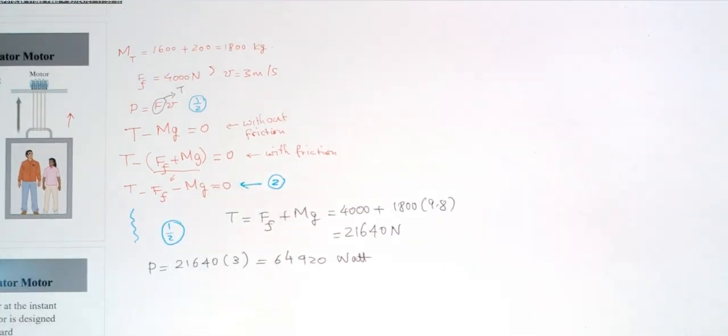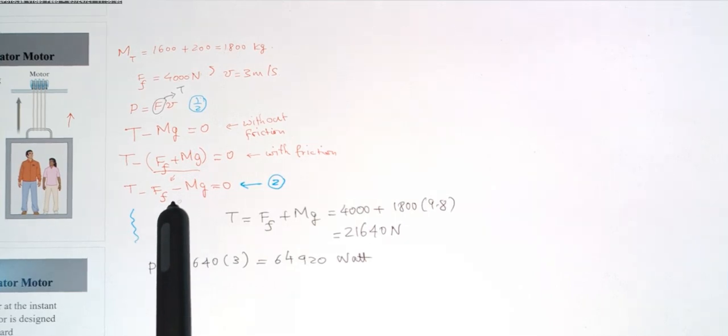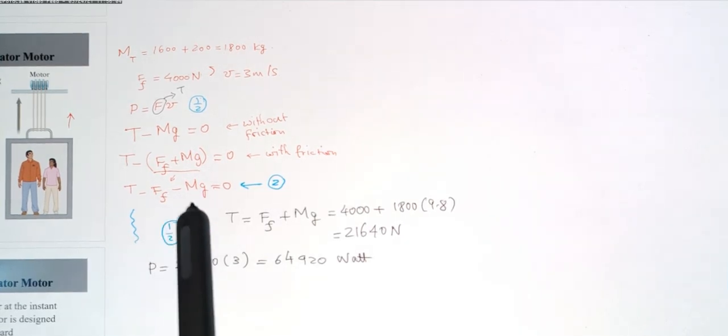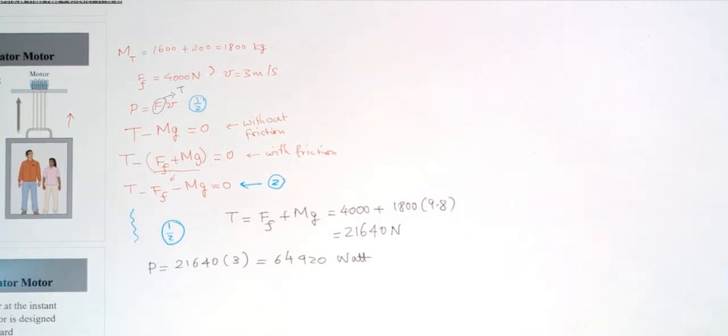So where is the physics in this problem? Well, the physics is, can you write this equation or not? That's the physics. And then, the power is force multiplied by velocity or speed. Force multiplied by speed.